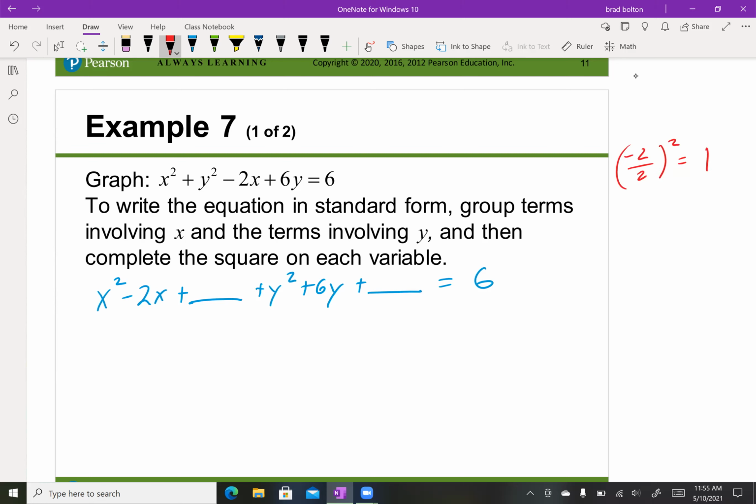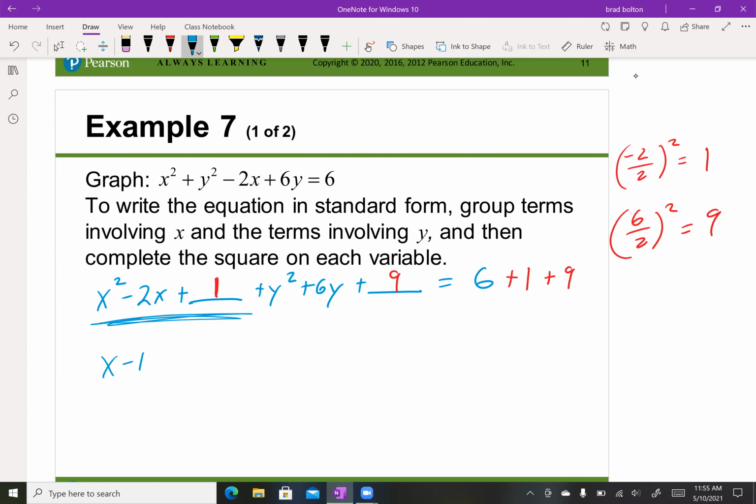So this would be 1, right? So this becomes plus 1. But I just added 1 to the left-hand side, so I have to add 1 on the right-hand side of the equation. Okay, now here, remember, we're going to focus on this 6. What's half of 6? So 6 cut in half and then squared. Well, that would be 3 squared is 9. So we're going to put a plus 9 right here, but I also now have to put a plus 9 over here. So now let's factor this.